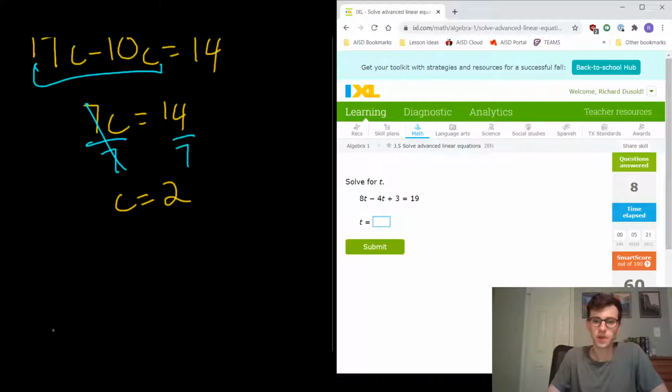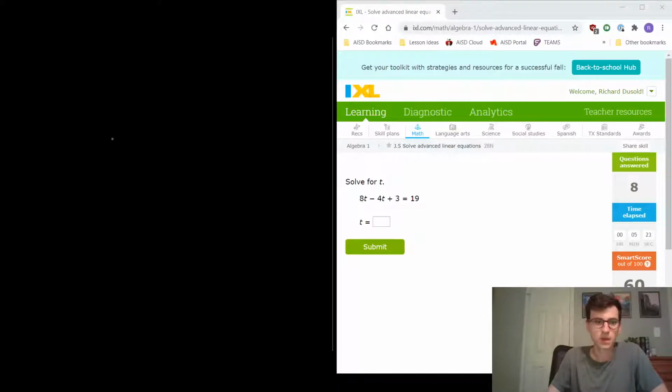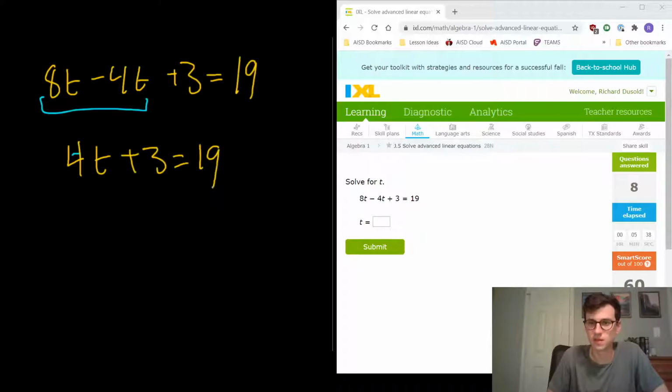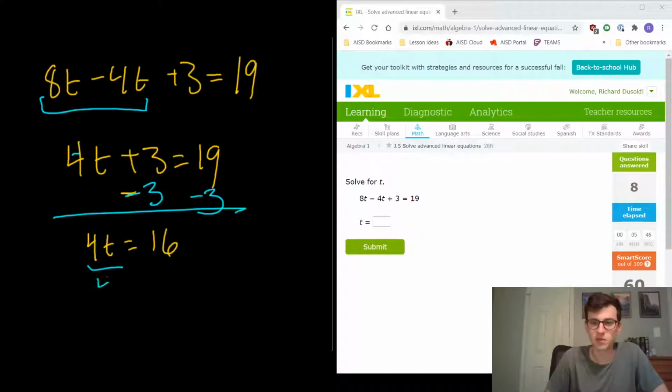Okay, now I got to go this way now. All right, 8t minus 4t plus 3, not 40, but 4t equals 19. Got to combine these like terms and get positive 4t plus 3 equals 19. Subtract 3 from both sides. 4t equals 16, divide by 4. And we get t equals 16 divided by 4, which is 4.